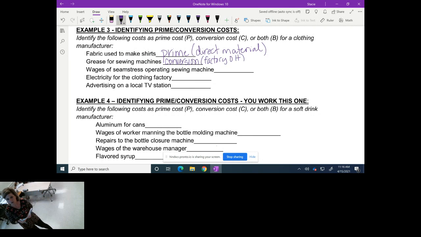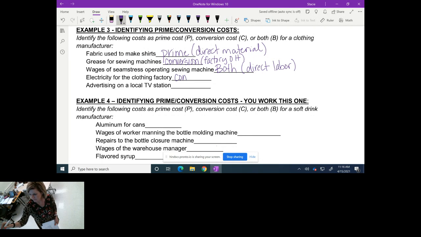All right, what about the seamstress wages? Both. It'd be both, because direct labor can be either, depending on the situation. Okay, what about electricity for the factory? Conversion. Yeah, that's conversion because it's factory overhead.